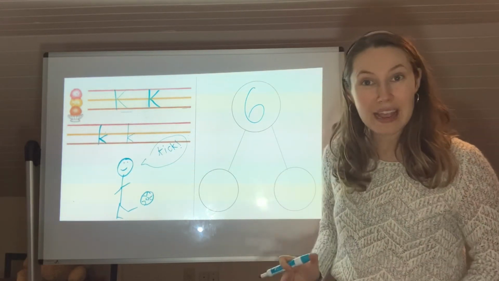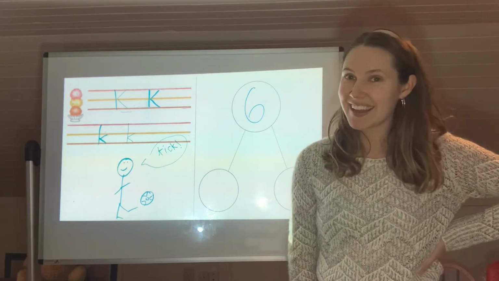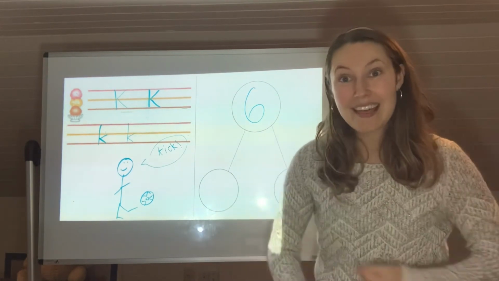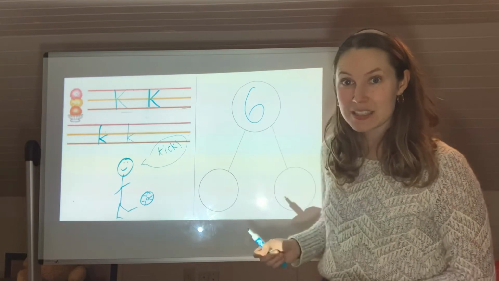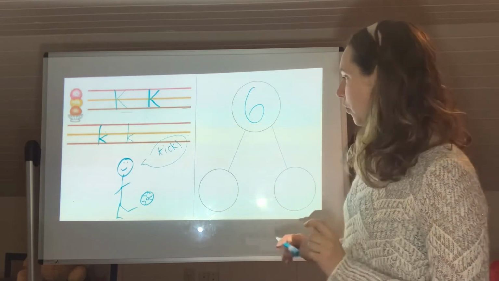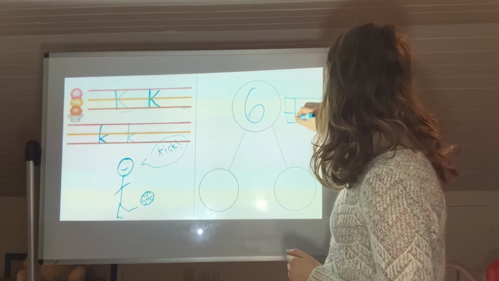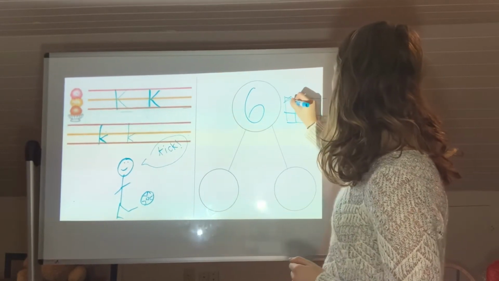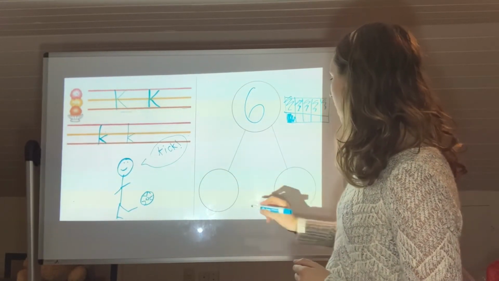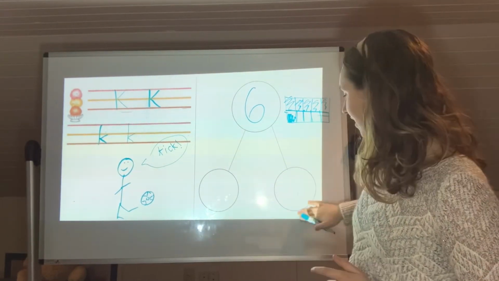Now what is one way that I can make hidden partners for number 6? What do you think? Remember that hidden partners are two numbers that we link up together that will equal the number 6. So what are two numbers that we can use to make number 6? Well, if I think about my 10 frame, I remember that we have 5 on top and 5 on the bottom. And to make 6, I would fill up my 5 on the top and then I would add 1 more on the bottom.